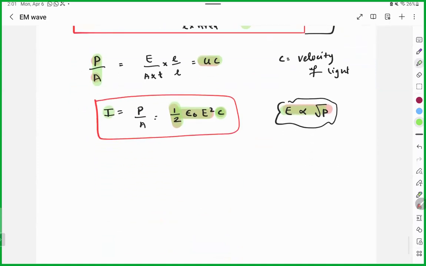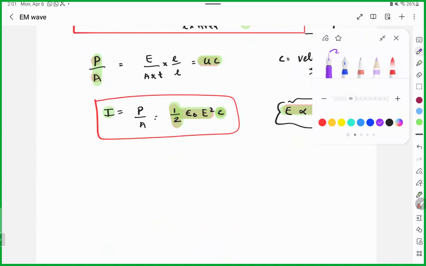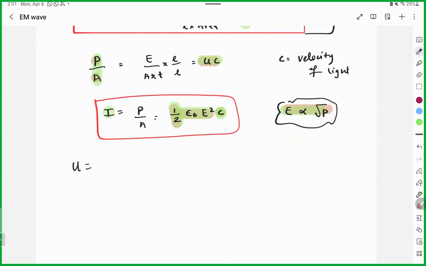तो ये आया कैसे? अभी इसको थोड़ा सा और elaborate कर लेते हैं. We know energy density is equal to energy per unit volume. Correct? What is energy per unit volume? 1 by 4 pi epsilon naught, electric field का square.